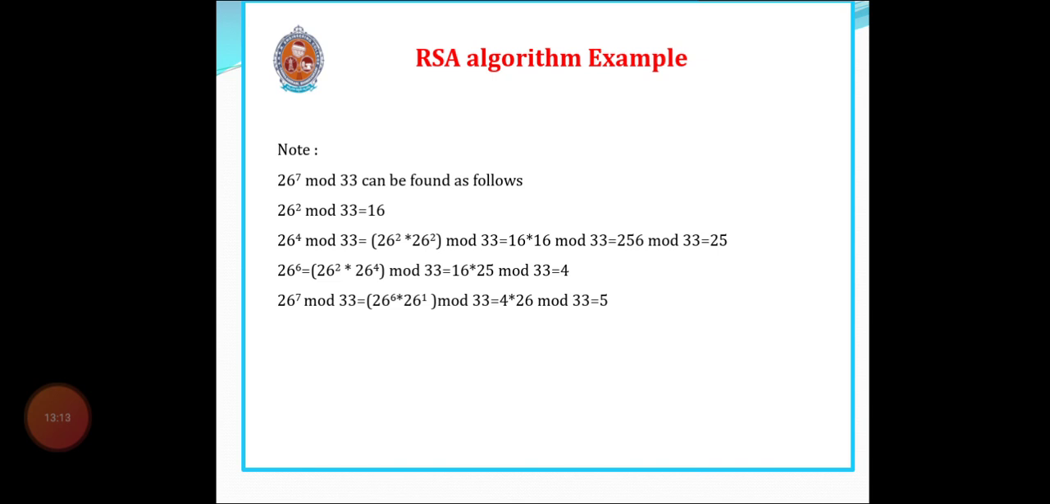Earlier 26 power 2 mod 33 equal to 16. Now 26 to the power of 6 mod 33 is equal to 26 power 2 star 26 power 4 modulo 33, that is equal to 16 star 25 mod 33, that is equal to 4. Now 26 power 7 mod 33 is equal to 26 power 6 star 26 power 1 modulo 33, that is equal to 4 star 26 mod 33, that is equal to 5. In this way, 26 power 7 modulo 33 can be determined.